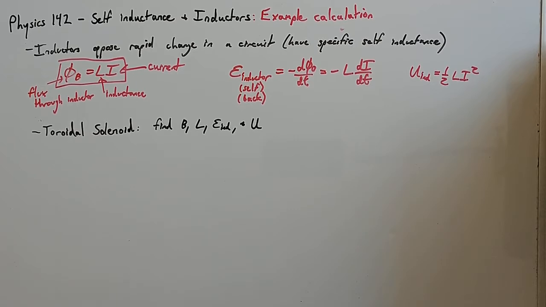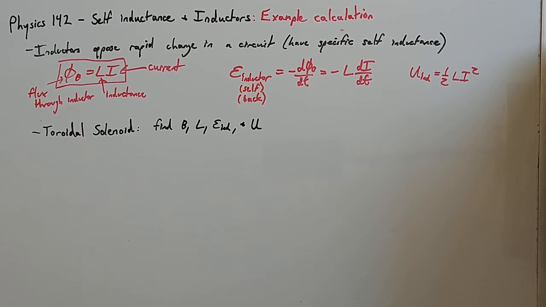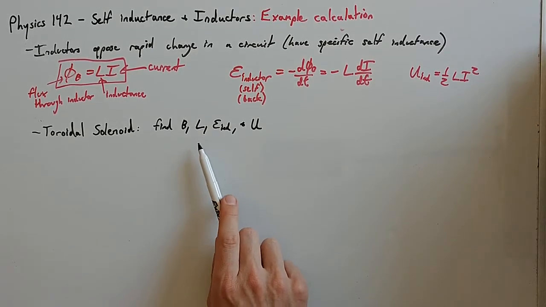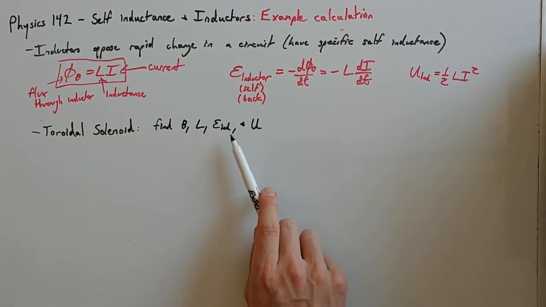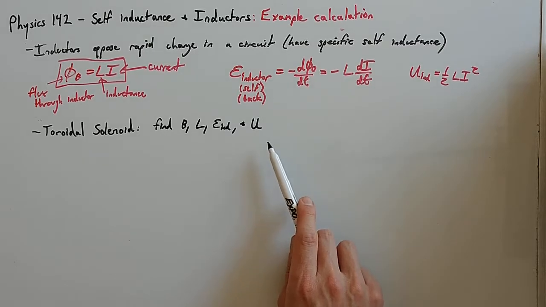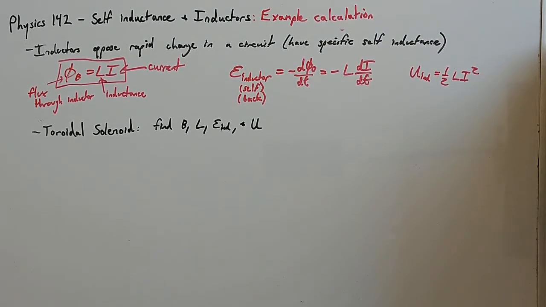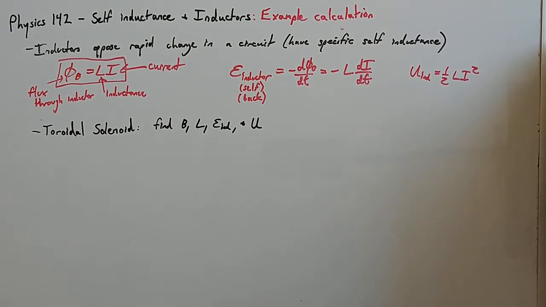In this video I want to do an example calculation for an inductor, and I want to do a fairly complicated example where we deal with something called a toroidal solenoid, and we're going to want to find the magnetic field, the inductance, some induced EMF, and the energy stored in this toroidal solenoid. So let's see what I mean by that and see if we can work through this and understand this.